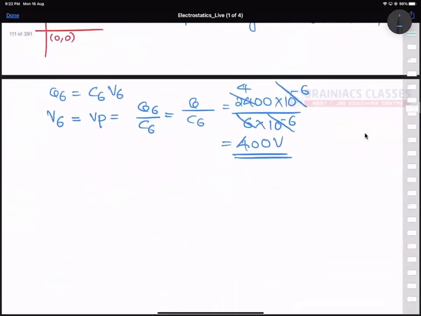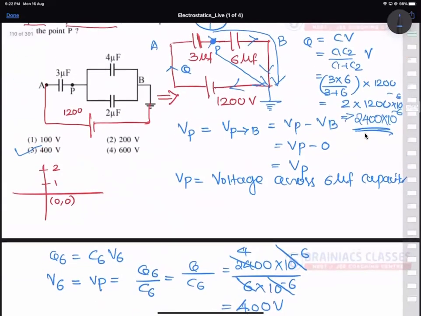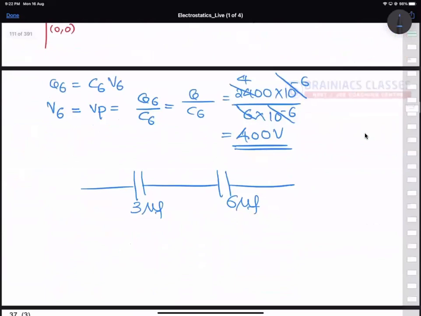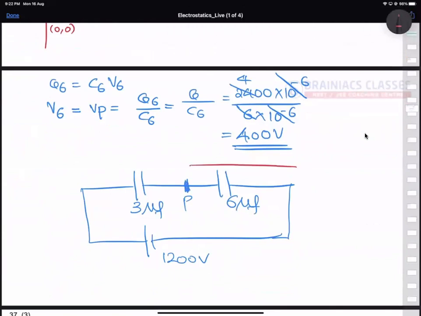Now I can give you one more piece of additional information. Now I know this is a 3 microfarad capacitance and this is a 6 microfarad capacitance. This is our previous diagram, the same diagram drawn here, and this is connected to 1200 volt. I got the voltage at this point, which is called VP. I told you VP is actually equal to the voltage across the 6 microfarad capacitor. This is called V6. If the voltage across the 6 microfarad is how much?